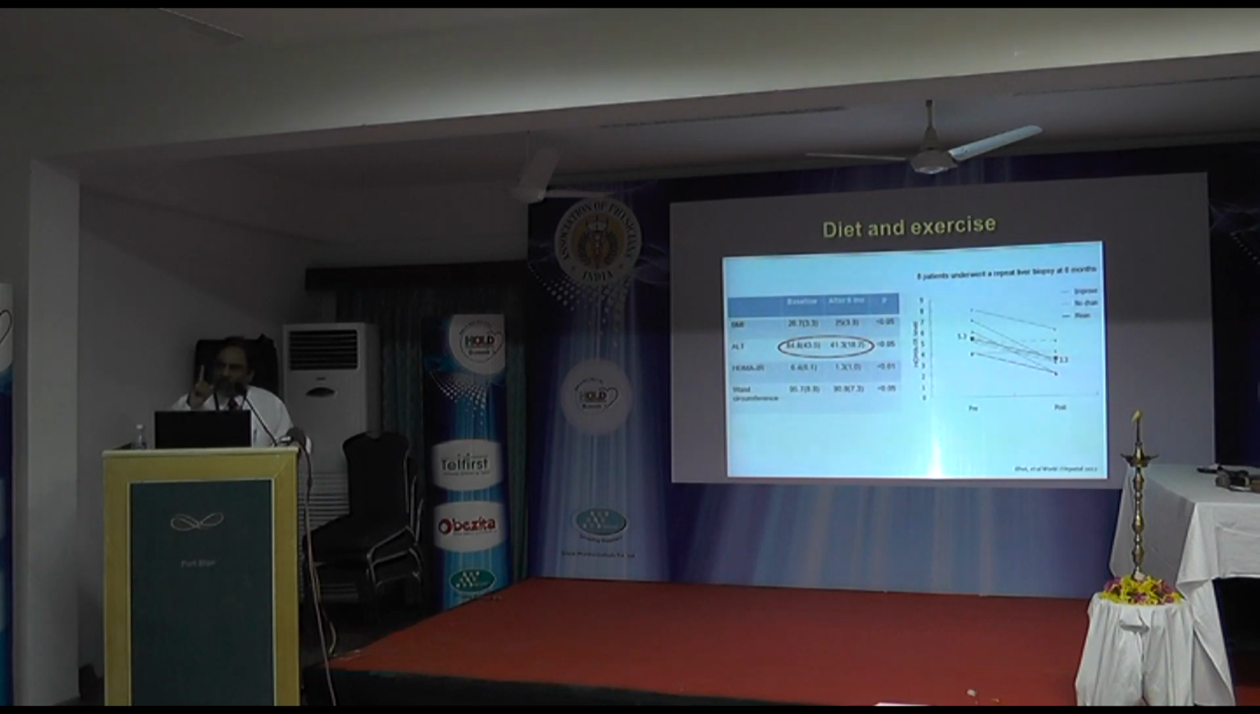Now, just to again emphasize, diet and exercise are the most important. Without any other drugs, you can reduce ALT levels, you can reduce BMI, you can improve the HOMA scores, and not only that, if you look at the right side, you will cause improvement in histology of the liver as well. Therefore, diet and exercise remains the mainstay of treatment.